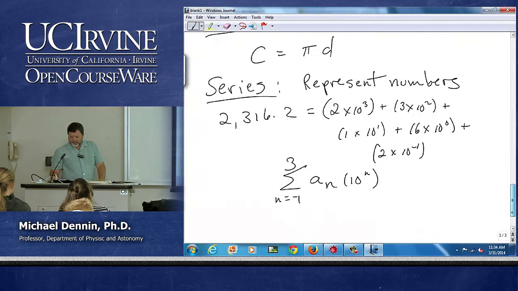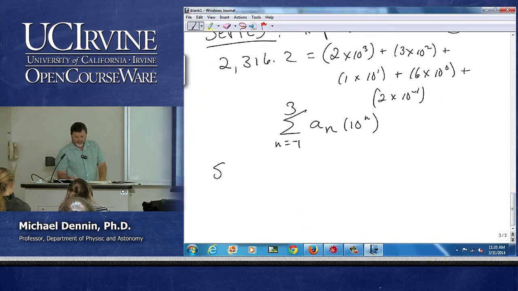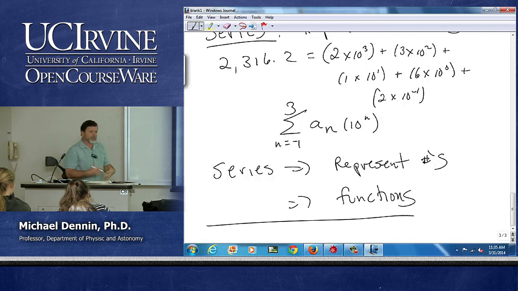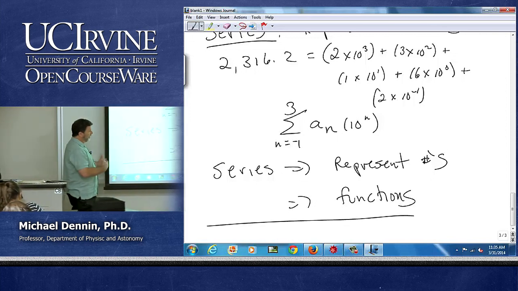So the main idea of all of this is that there really are 2 uses of series. We use them to represent numbers, and we use them to represent functions. And that's what we're going to talk about today and in the next lecture.